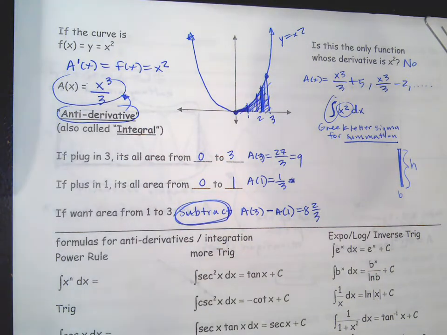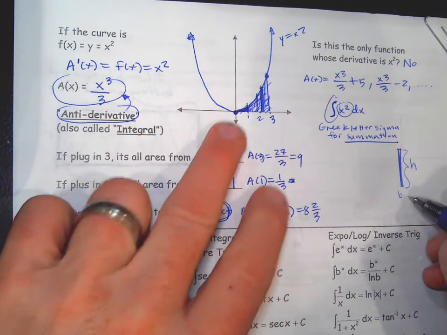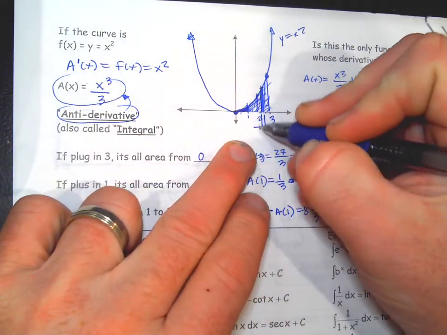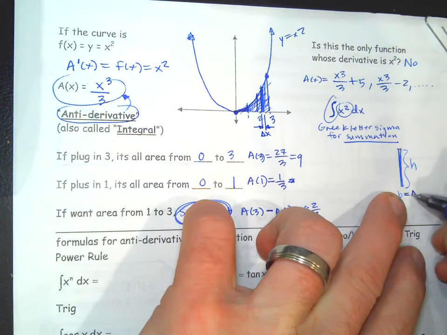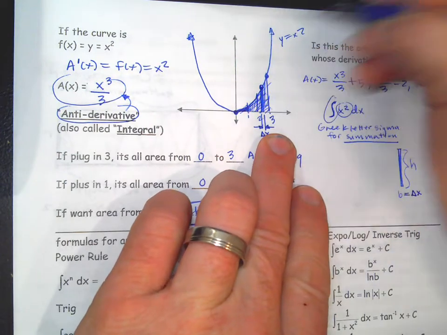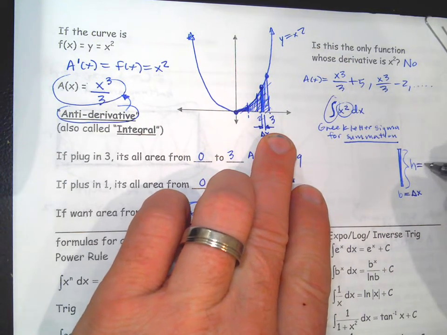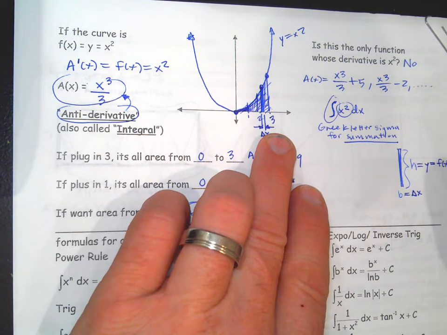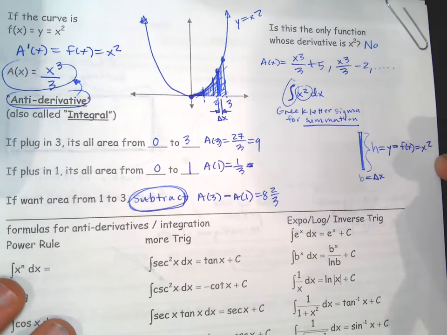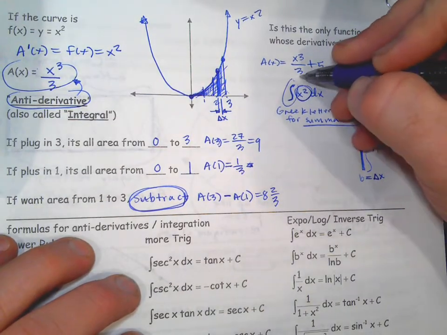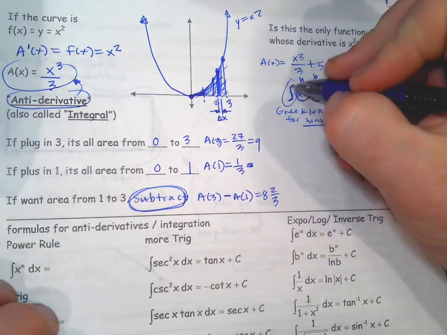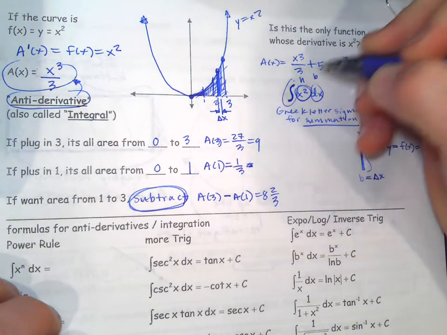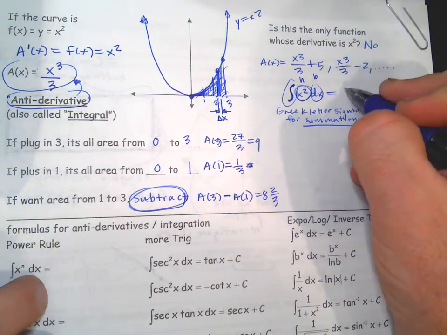Base and a height. The base is going to be a small change in x. The smaller, the better. And we're going to call that delta x. The height is going to be whatever the y value of the curve is, f of x. In this case, it's x squared. So when we write an integral, this is the height of the rectangle. This is the base of the rectangle, a thin, skinny one. And this means we're going to add a bunch of them up. Okay? And then we're going to get x cubed over 3.